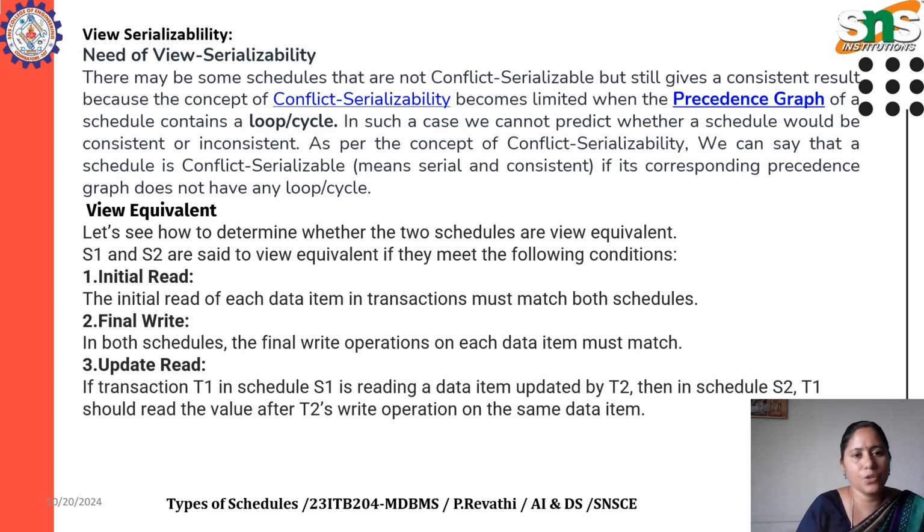Next one is view serializability. Need of view serializability: there may be some schedules that are not conflict serializable but still give a consistent result, because the concept of conflict serializability becomes unlimited when the precedence graph of a schedule contains a loop or cycle. In such a case, we cannot predict whether a schedule would be consistent or inconsistent.